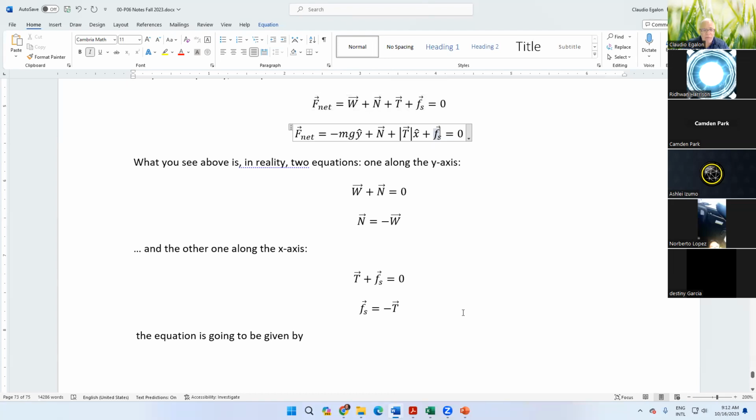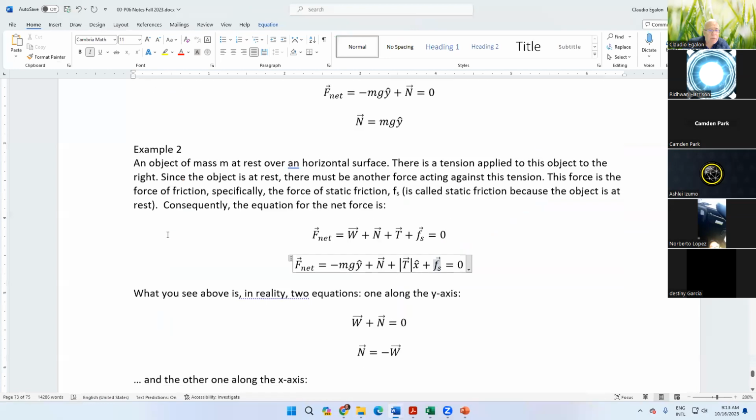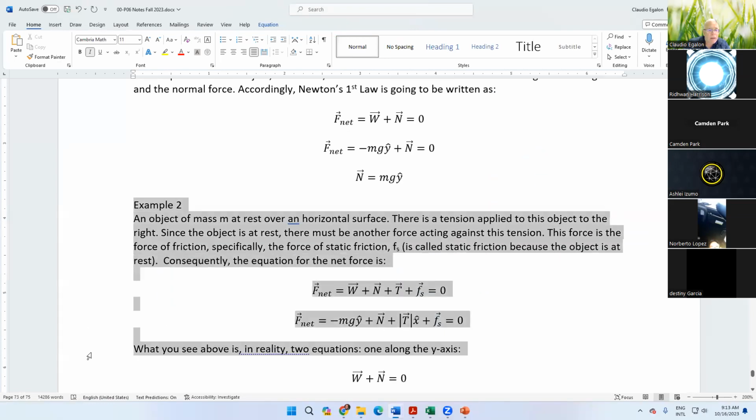Here I'm doing examples only for v equal to 0. And I can have something more complicated. Suppose that the tension makes an angle theta with the horizontal. That's a problem slightly more complicated than the one before. Okay, so another example. Example 3.